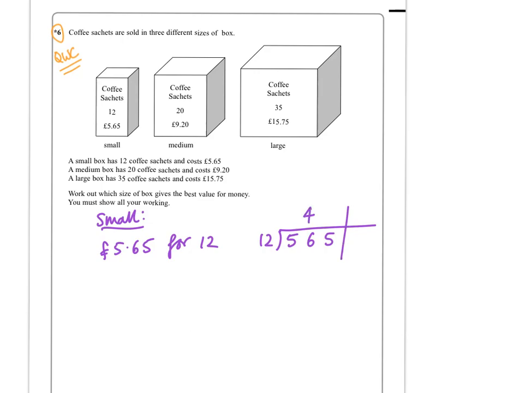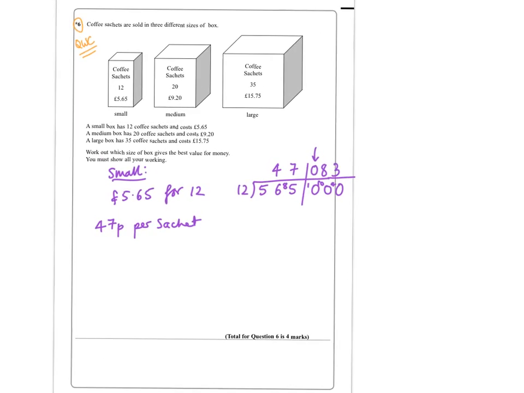So 4 12s, that's 48, with 8 left over. 7 12s are 84, with 1 left over, doesn't go in here. So 8 12s are 96, with 4. And then 3 12s are 36. So we've got 47.083, so to the nearest penny I would say 47 pence per sachet here. We can round further if we need to later on. So let's go with now the medium.